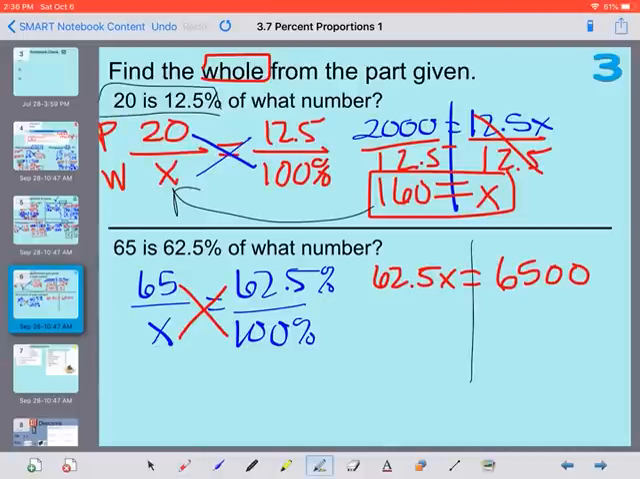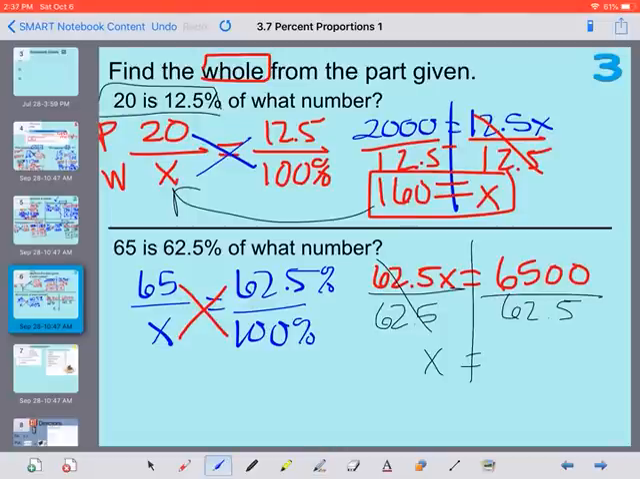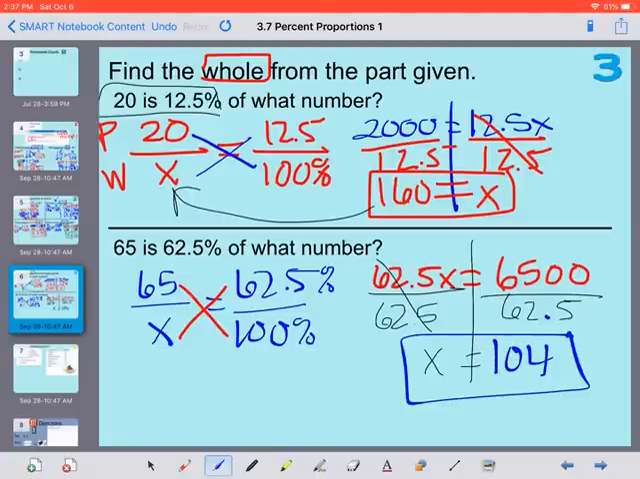And then dividing by 62.5, I'm going to use my calculator. 6500 divided by 62.5. There's a decimal there, it's hard to see. Gives me exactly 104. And it makes sense that 65 is close-ish to 104 because we have 62%, over half of it. 65 is over half of 100.